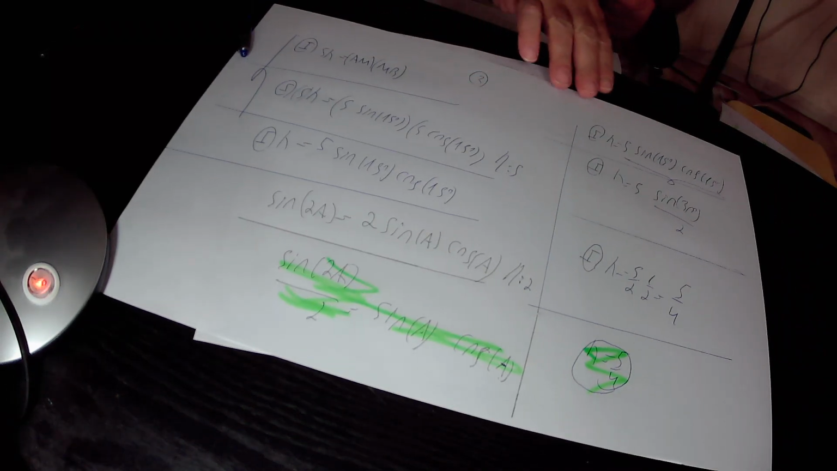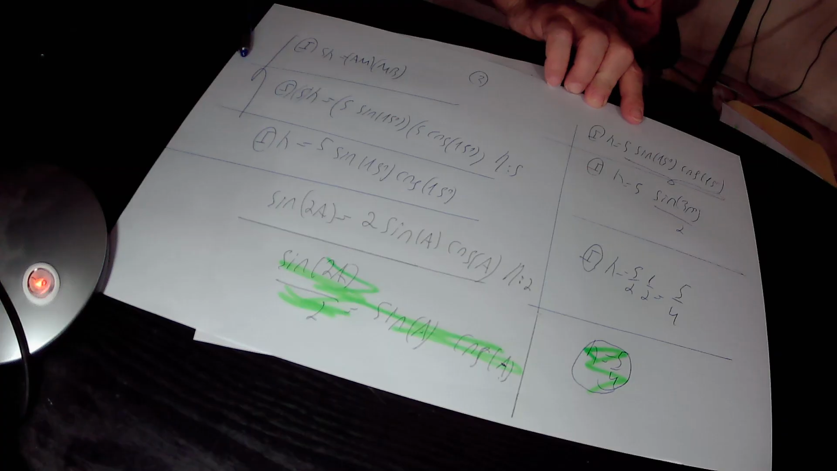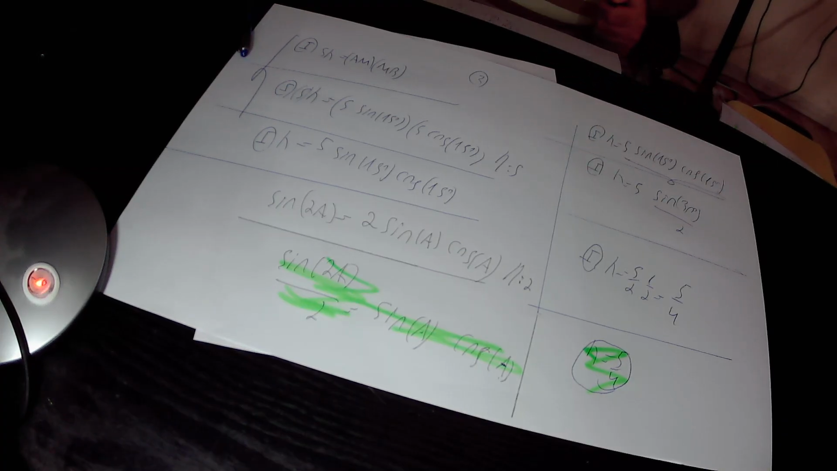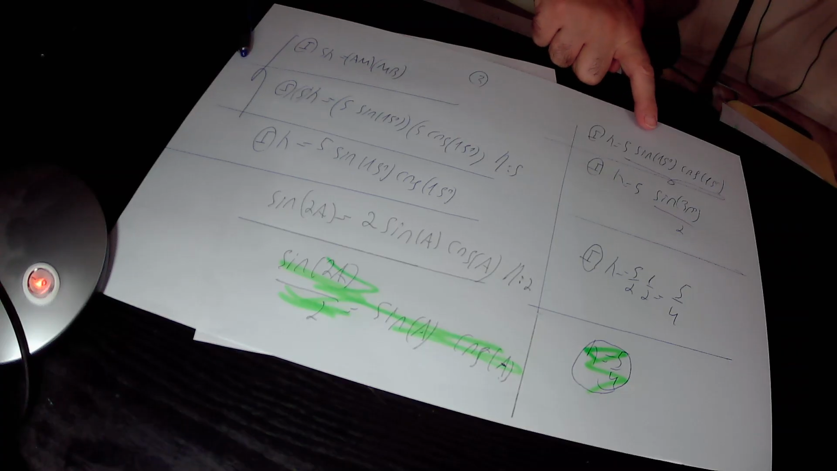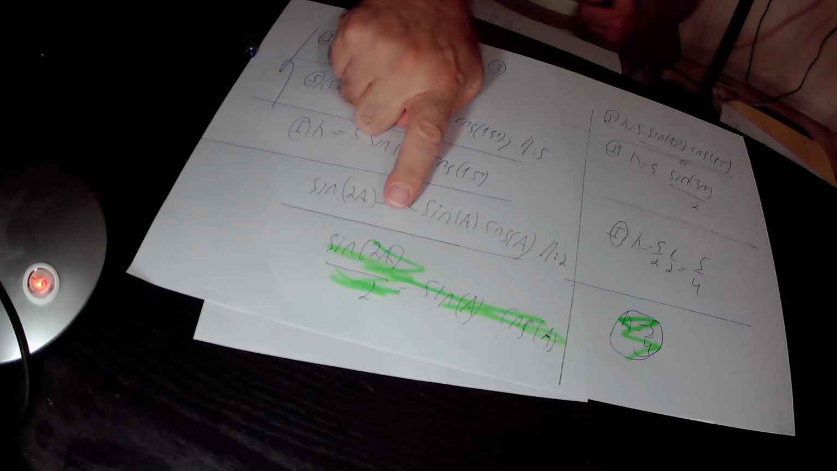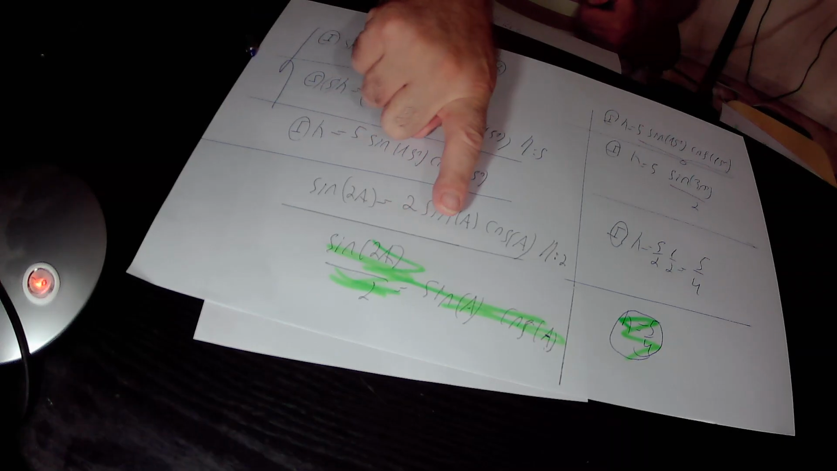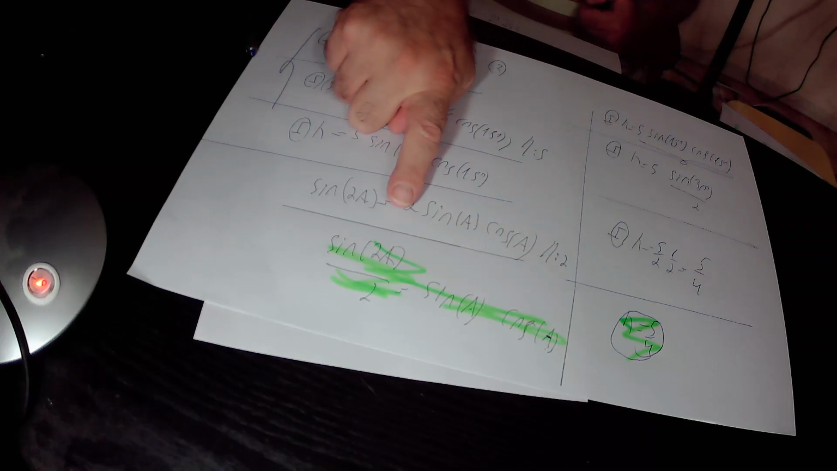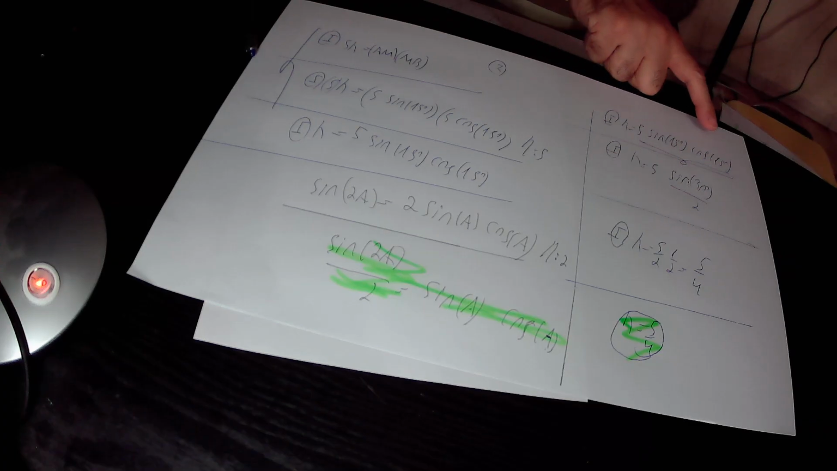According to equation 1, we found out that H equals 5 times sine 15 degrees times cosine 15 degrees. According to this trigonometric identity, sine 15 degrees times cosine 15 degrees equals sine 2 times 15 degrees over 2. Sine 2 times 15 degrees is sine 30 degrees over 2. So in total sine 15 degrees times cosine 15 degrees equals sine 30 degrees over 2.